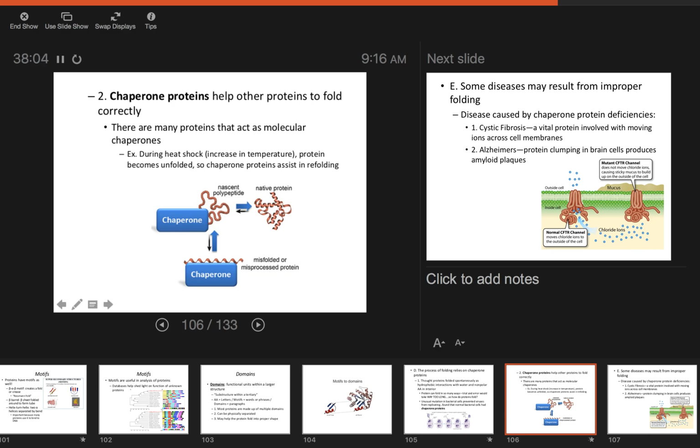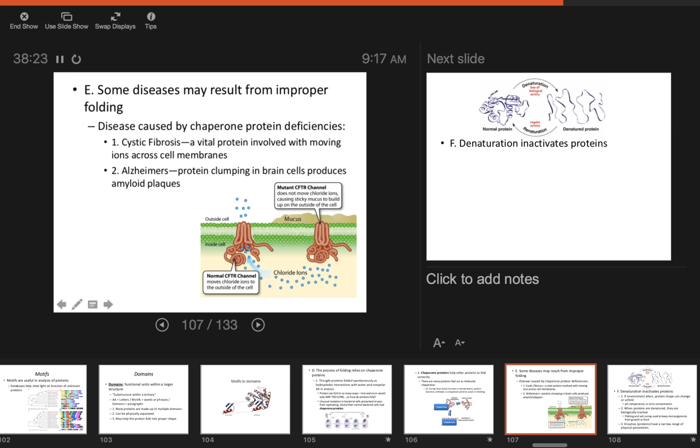So chaperone proteins, they just take misfolded or misprocessed proteins and they fix them so that way they can work right. So this native protein here just means that it's functional again. And when it becomes unfolded or misfolded, that chaperone protein will latch onto it and correct it basically.